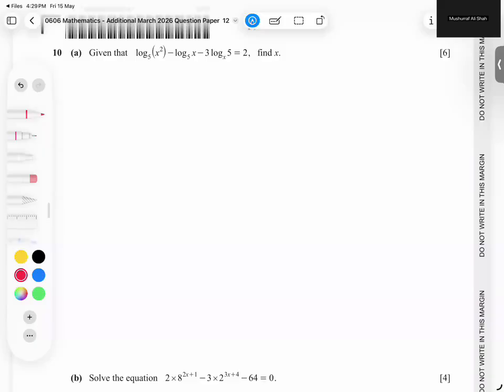Question number 10. This bracket is just trying to confuse you, and this 2 can come down. Log property, you know it very well. If a to the power b, so b can come down and multiply with the logarithm. So this 2 will come down and we get logarithm of base x and log of x base 5.